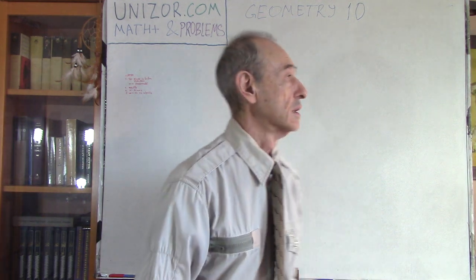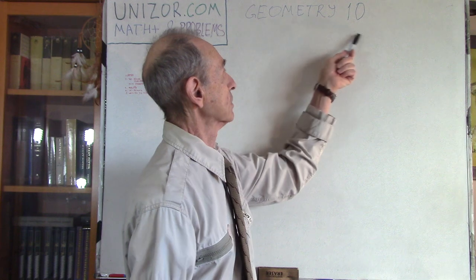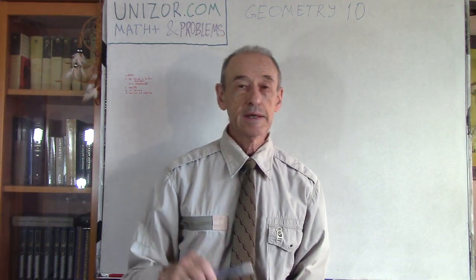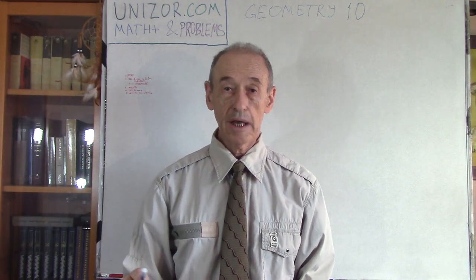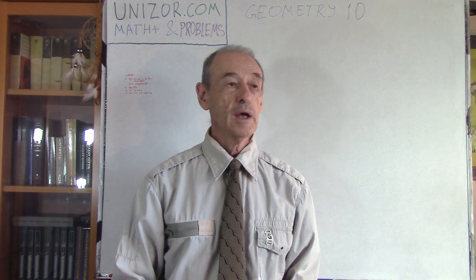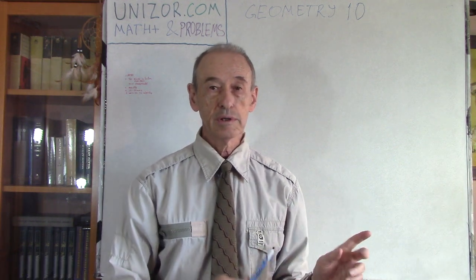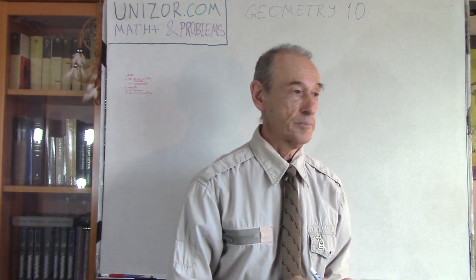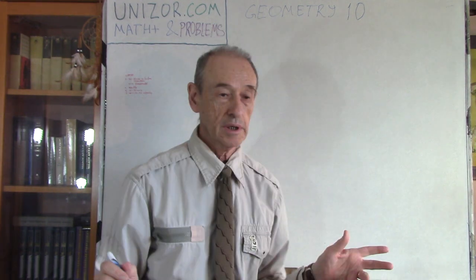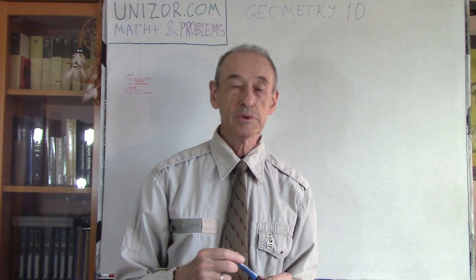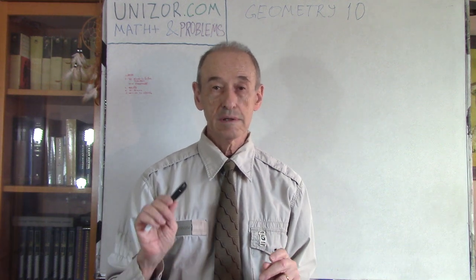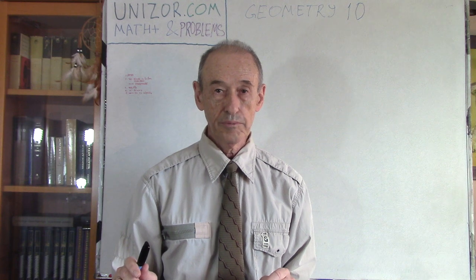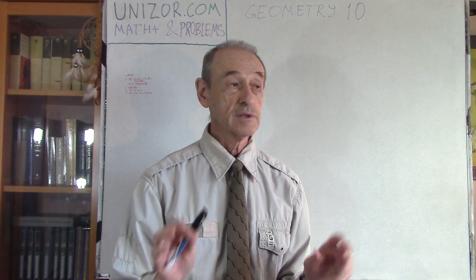Now, today's lecture is called Geometry Number 10. It's actually a continuation of number 9, the previous lecture. I will very briefly repeat what was going on in the previous lecture. It's all about construction in geometry using only the straight line ruler without the compass.